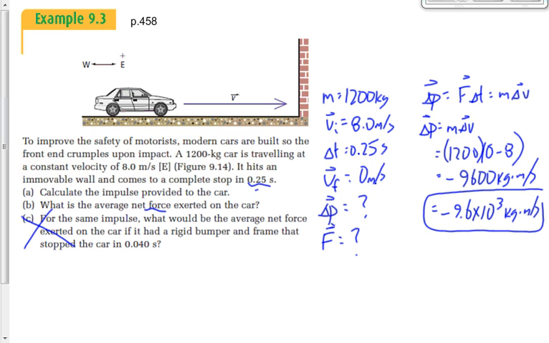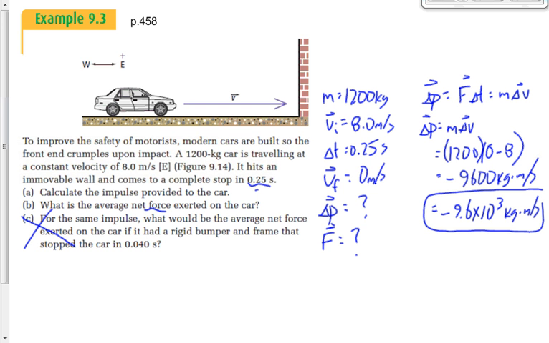What's the negative mean there? You could think of it in two different ways. What's one way? Okay, but why is the change in momentum negative? What does that mean? What does it mean when you have a negative change in momentum? Okay, change in direction from velocity.